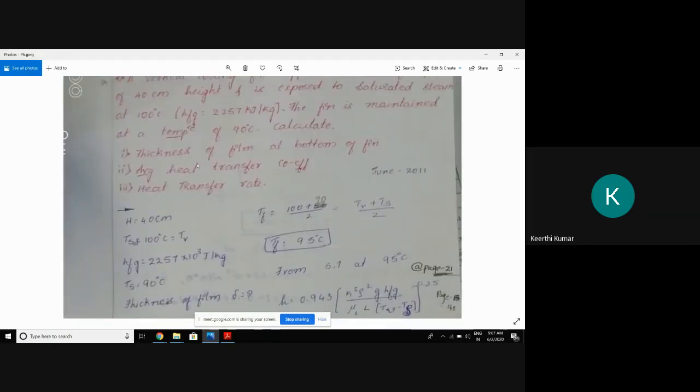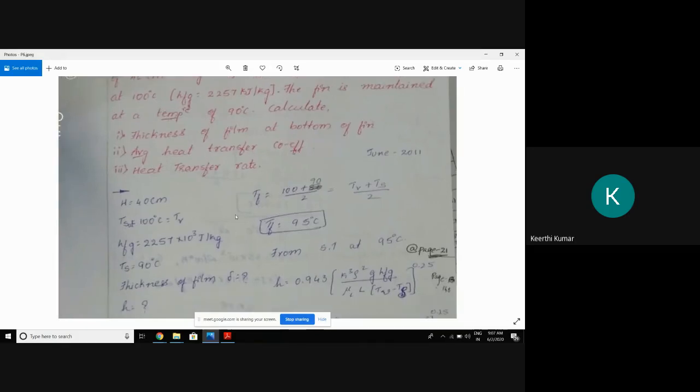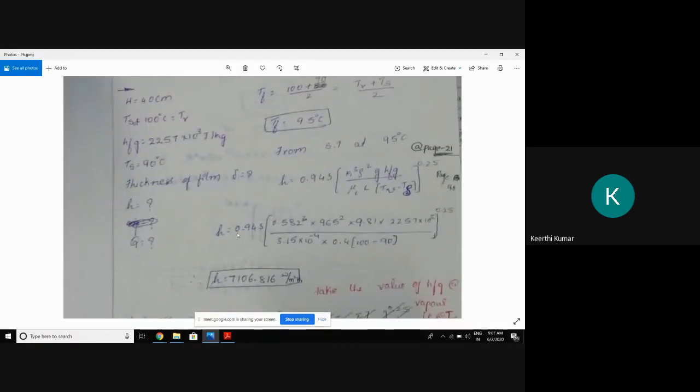That means out of these three unknowns, we have cleared the value of H average. Calculate, take time. I'll give 2 minutes. Calculate this, and check whether the value of H is the same or not.